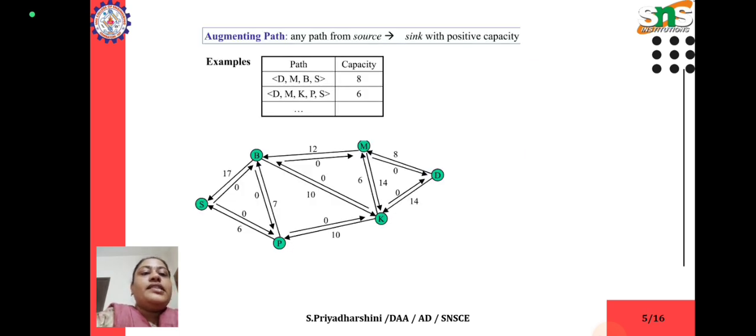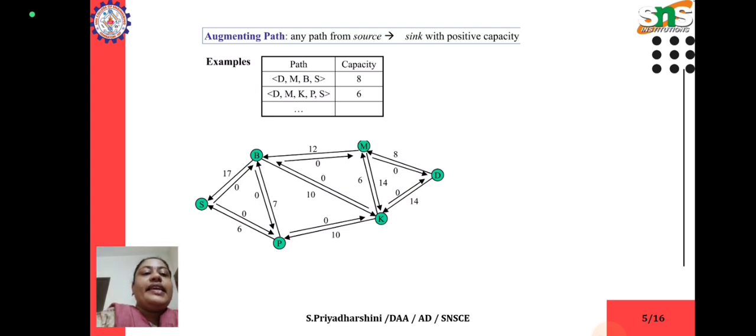Next, the augmenting path: any path from source to sink with positive capacity. Understand clearly how the augmenting path works from D to S. This is the graph given. There are different paths available to reach the destination. From D to S we have D, M, B, S, or D, M, K, P, S, and also another path D, K, P, S. With these options we have to find the capacity.